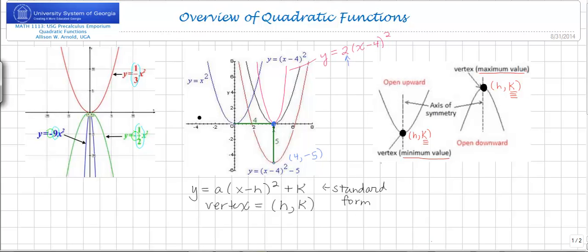Now remember, the vertex is an ordered pair, a value is a number. So anytime we refer to the value of a function, we're talking about a y value. Notice also that parabolas have nice symmetry, and the axis of symmetry is the vertical line passing through the vertex, so therefore it would always have equation x equals the x coordinate of the vertex.